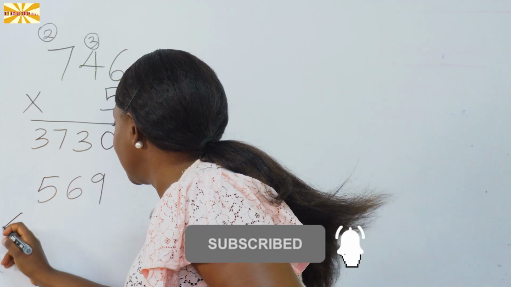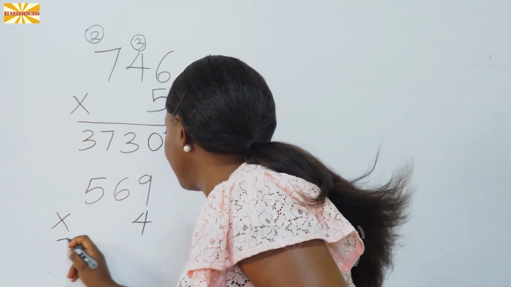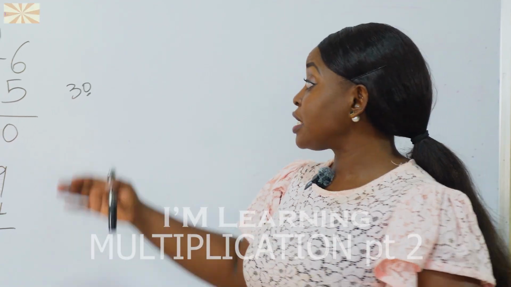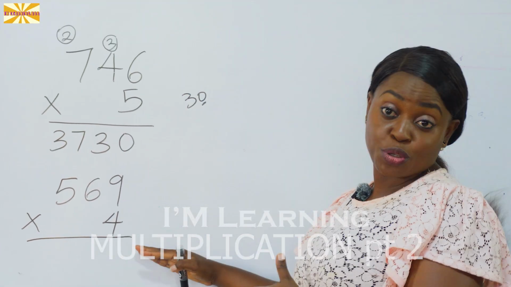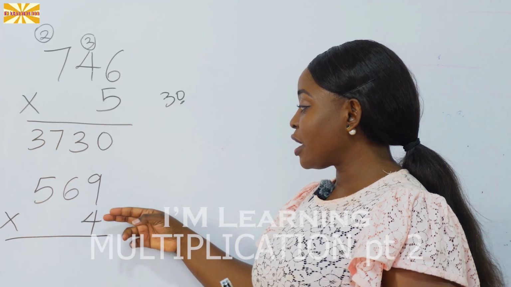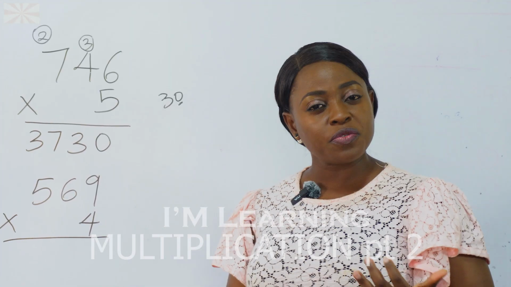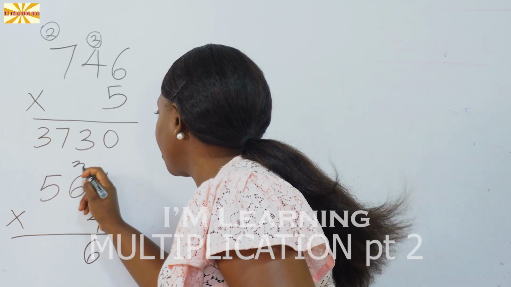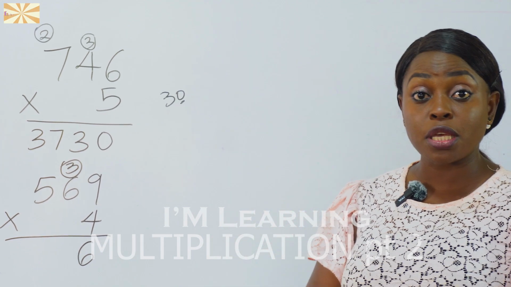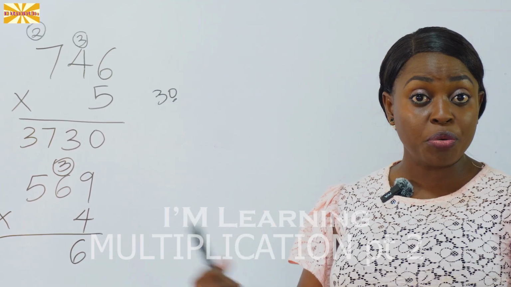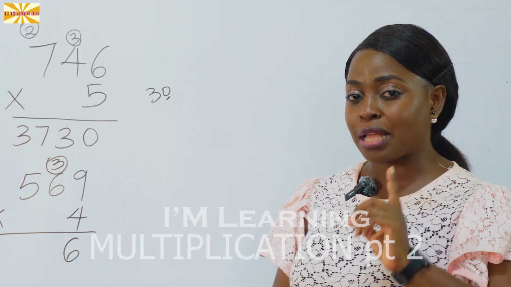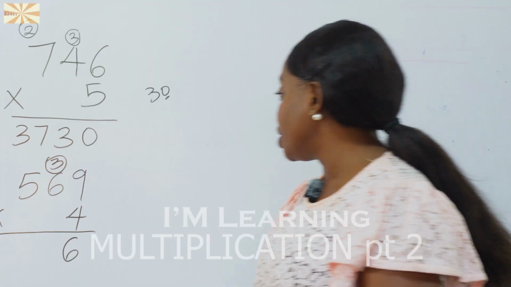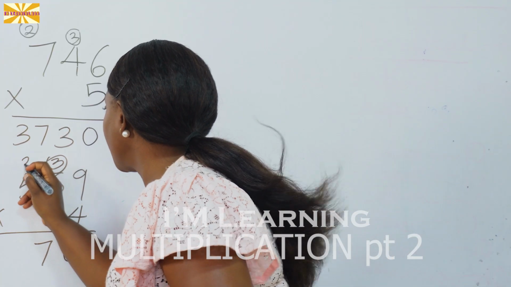569 times 4. Now let's look at this question. The exact same way we did this, the exact same way we're going to do this. So you start by saying 4 times 9. What is 4 times 9? Exactly, 4 times 9 is 36. So 6, we're going to carry our 3. Then we do 4 times 6. 4 times 6 is 24. Plus the 3 that we carried. Remember, you must always add the number that you carried. So 4 times 6 is 24, plus the 3 that we carried is 27. Then we carry the 2.